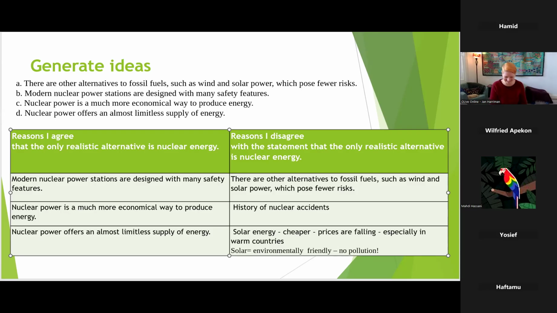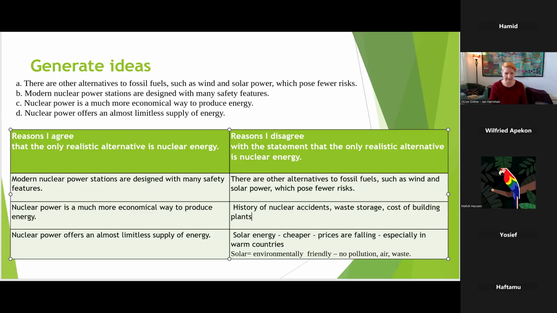Pollution. Excellent. Okay. No air pollution, yeah? No pollution, comma, air, waste, because nuclear still has waste, storage, cost of building plants. Well, there's lots of things against nuclear energy, actually, compared to.